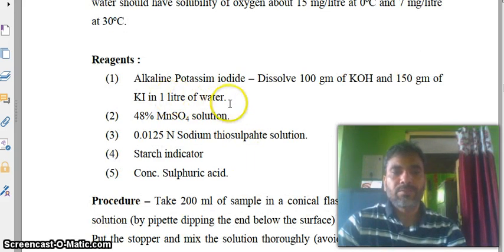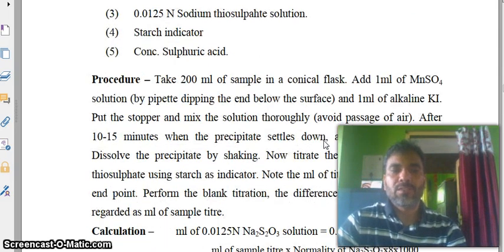The reagents used in this test: alkaline potassium iodide, dissolve 100 gram of KOH and 150 gram of potassium iodide in 1 liter of water; 48% manganese sulfate solution; 0.0125 normal sodium thiosulfate solution; starch indicator; concentrated sulfuric acid.